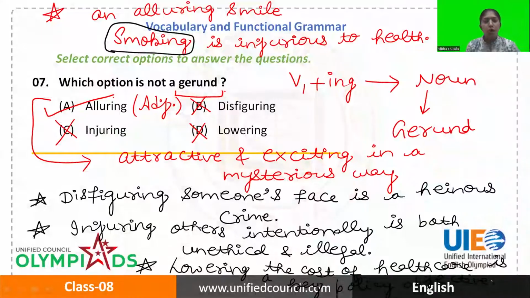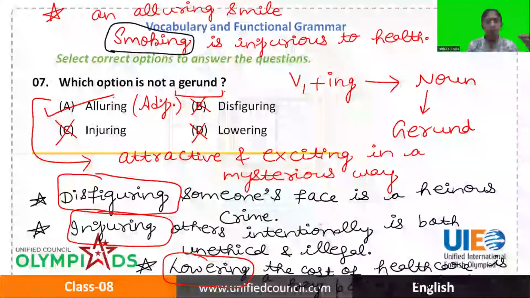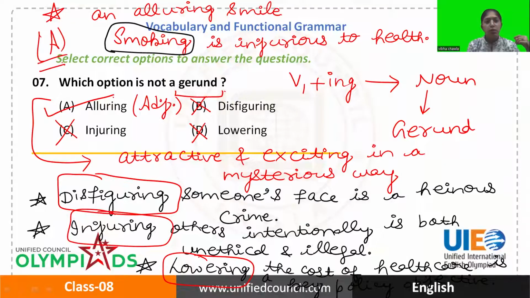So my point is, in these examples, you can clearly see that the words disfiguring, injuring, lowering, they are acting as a noun in a sentence. That's my correct answer. Option A, alluring. That is not a gerund.